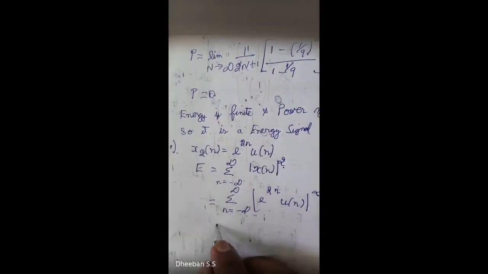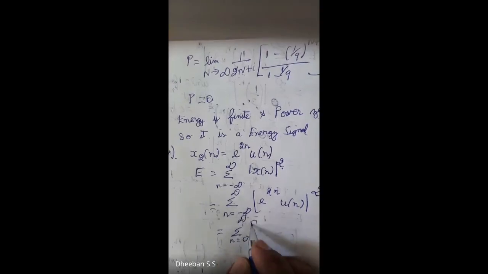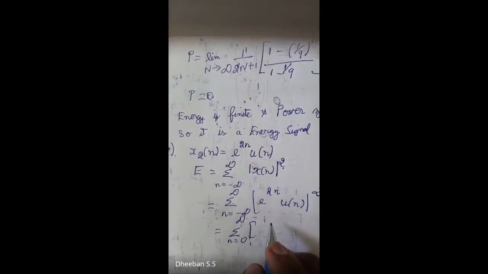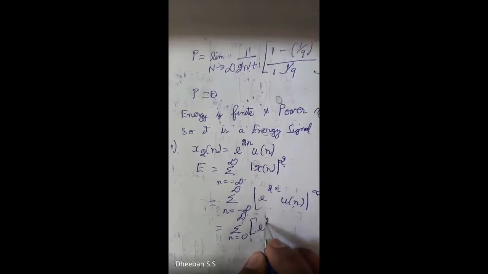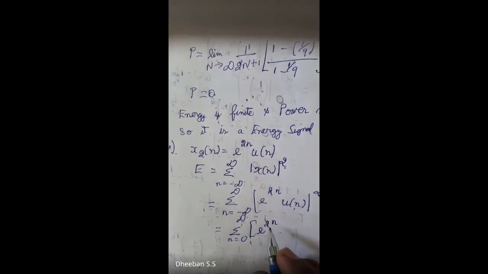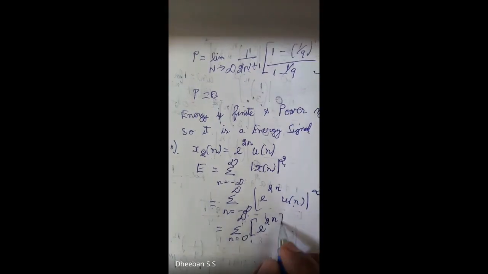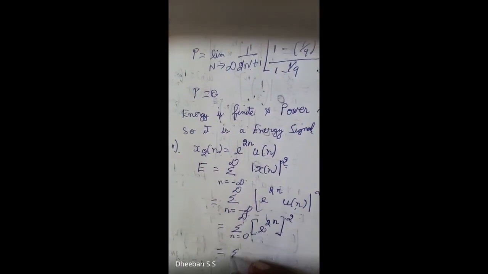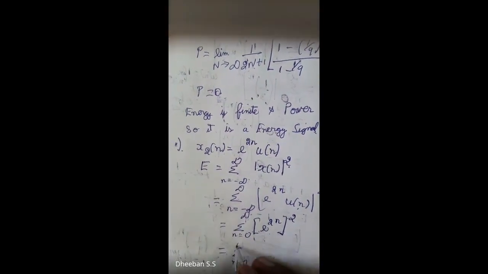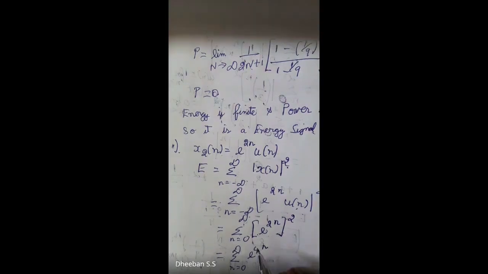So this becomes summation n equal to 0 to infinity. Okay. So u of n will be 1. Okay, u of 1 will be 1. So e power 2n, okay, e power 2n the whole square. So 2 you bring it inside, so it will become summation n equal to 0 to infinity, e power 4n. Okay, e power 4n.